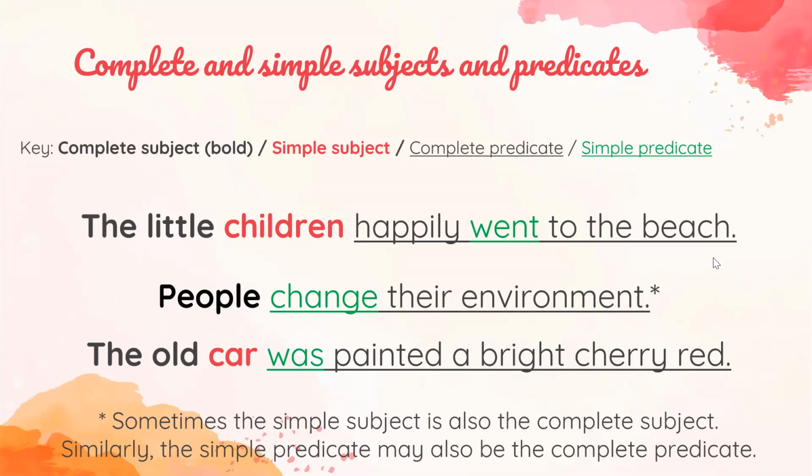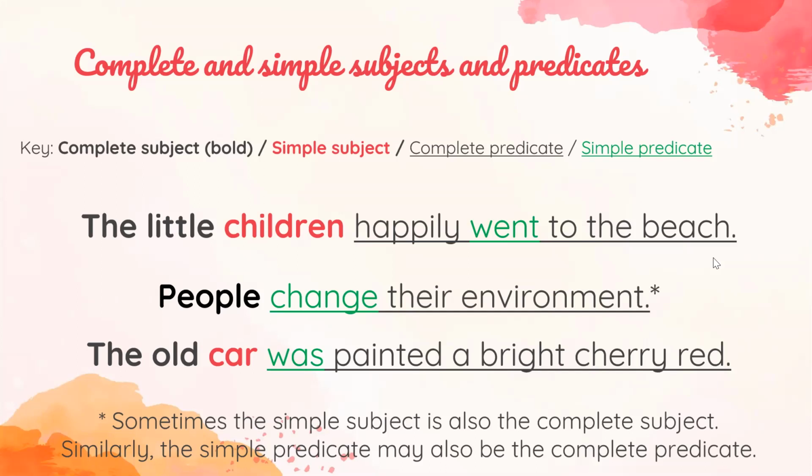In the case of the second sentence, people change their environment. We see that the subject only has one word. However, we could say, oh, that is the complete subject, but not the simple subject. And that is not the case. When the subject or the predicate only consists of one word, that word is both the complete subject and the simple subject. If it only had one verb, for example, if it said people change, and that's it, change would be both, again, the simple predicate and the complete predicate.